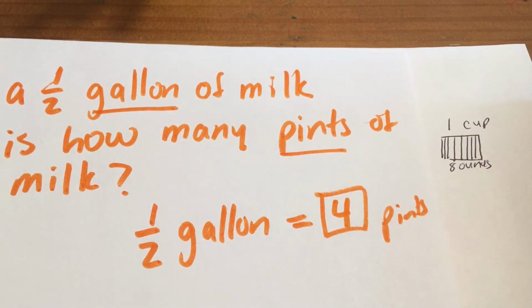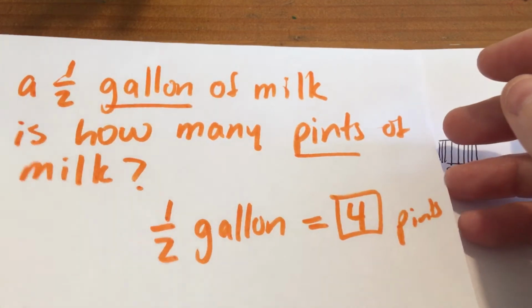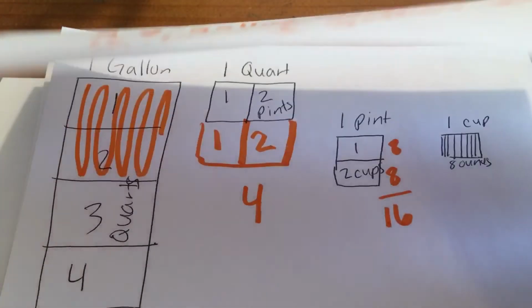Okay? So you just really need to draw yourself pictures to make sense of it. Otherwise, it gets really confusing. Let's do another example.